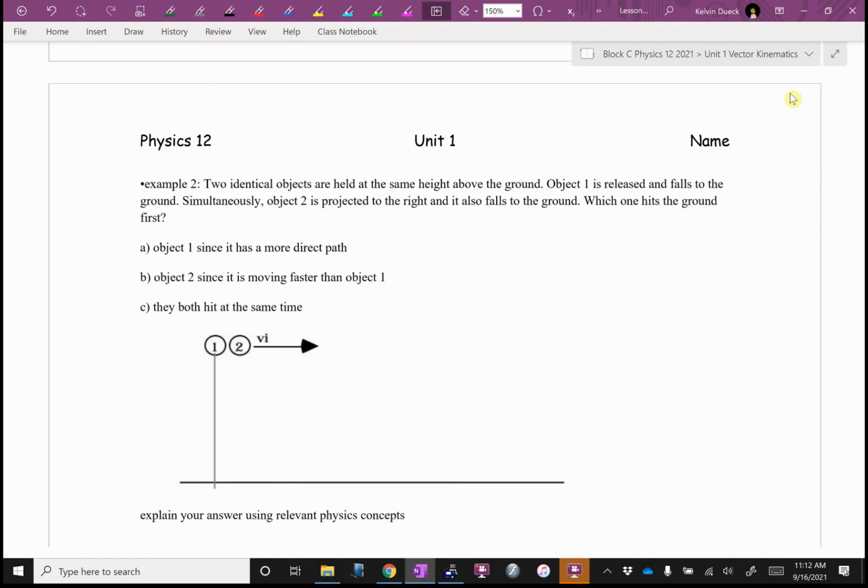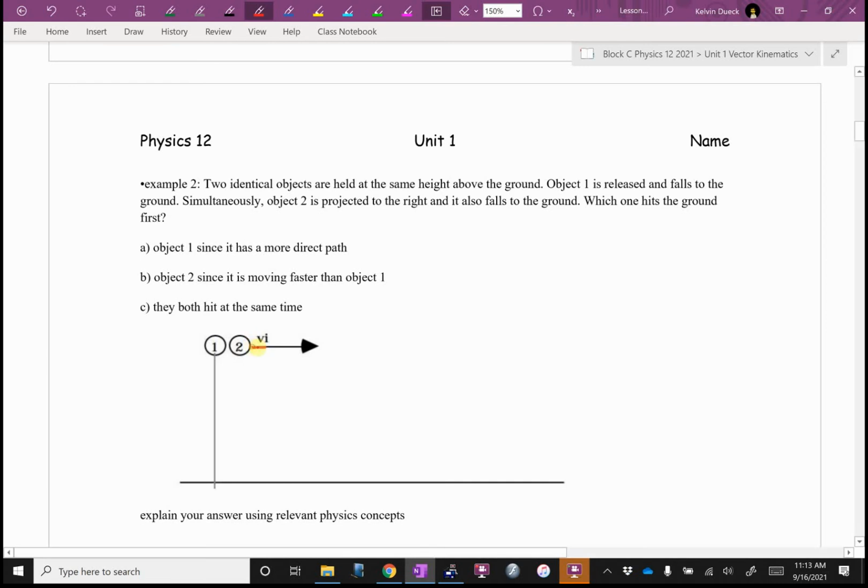Here are your options. Object A is going to hit the ground first because it's got a more direct path. Object 2 is going to hit the ground first because it's got a velocity. Or they both hit at the same time. Once again, we're going to vote. Once again, how high you hold your hand up is how sure you are of the answer. So you got the argument.